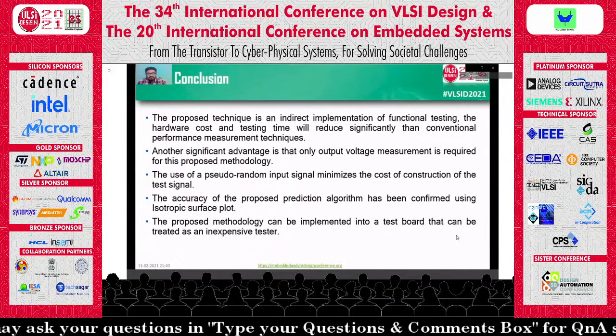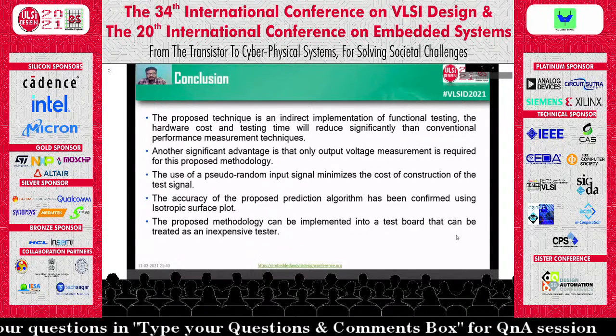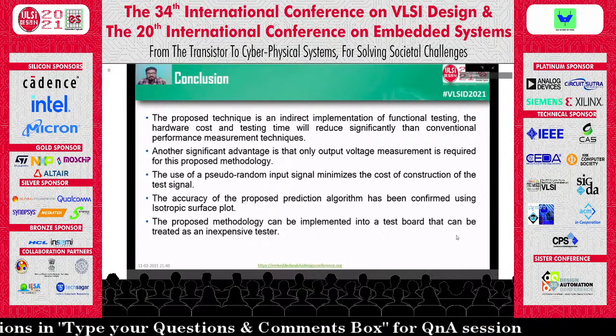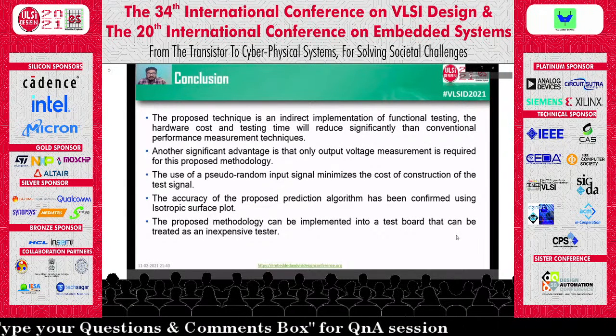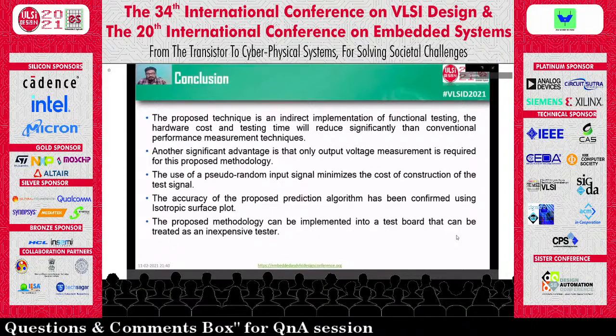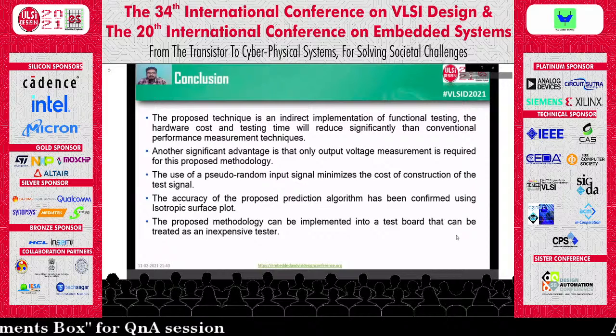Due to the use of the pseudorandom signal, the design of complex circuitry and the cost to construct the test signal also reduce. The proposed test algorithm can be implemented into a test board that can be treated as an inexpensive tester for mass testing.